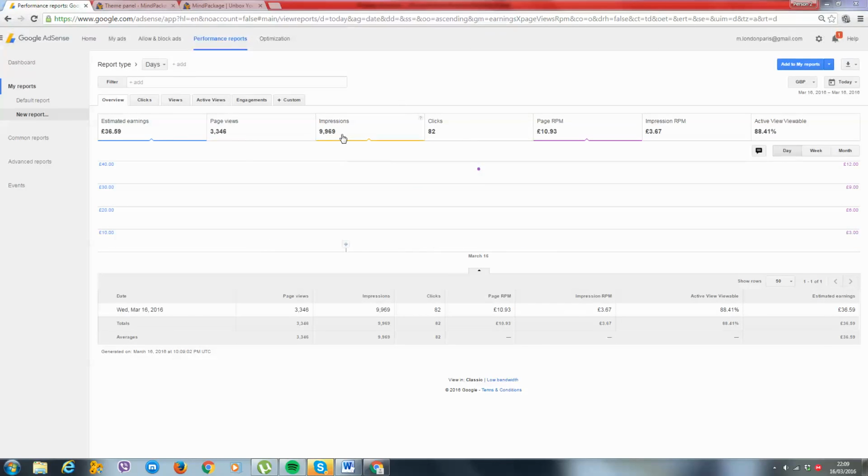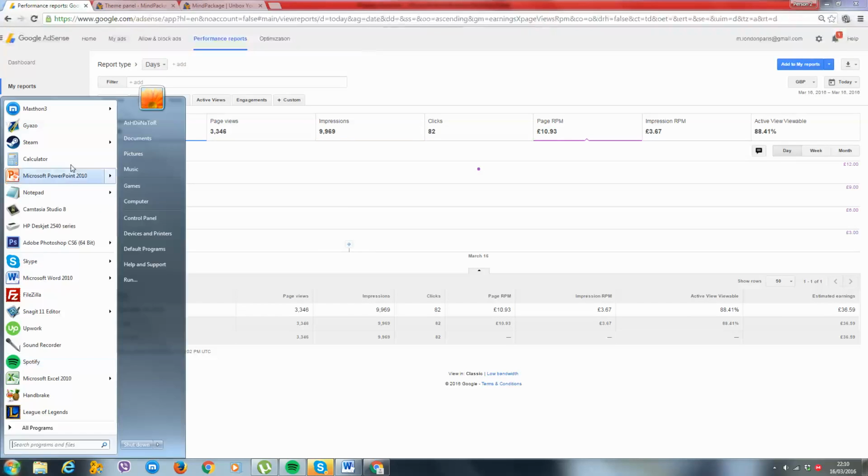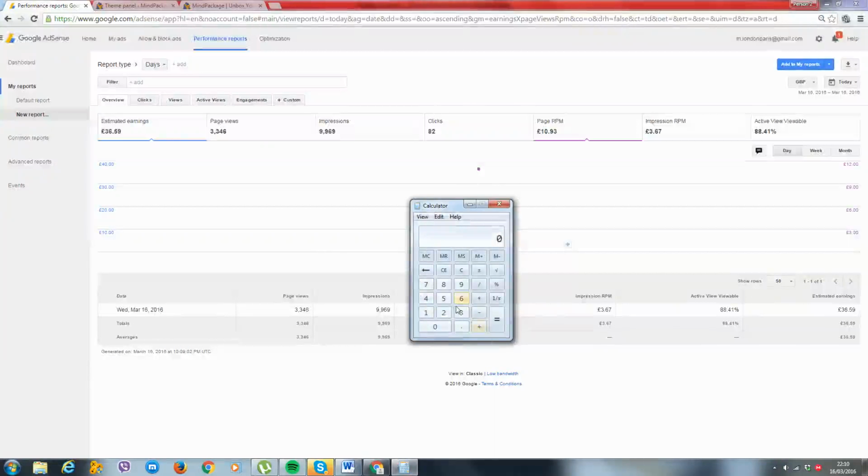And yeah, so impressions, this is how many times the ads have actually been viewed on that site. So 3,346 people entered my site, but because I had 3 ad placements, I know that 3 ads were presented to 1 person. So this number is times 3, and this is what has been generated. Let's just put that into the calculator and see how accurate it would be.